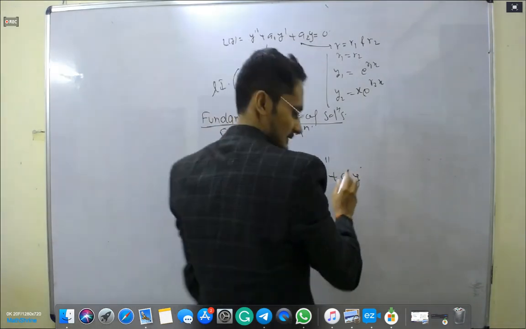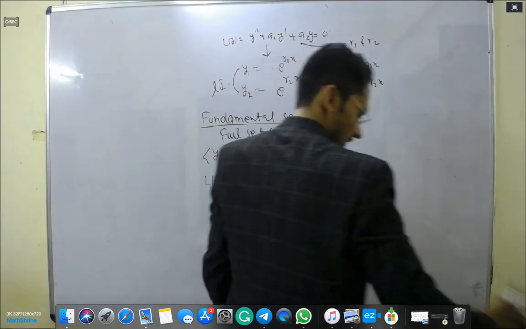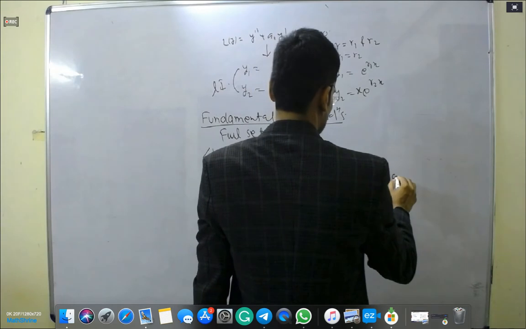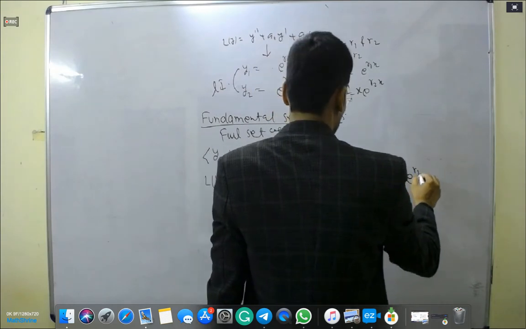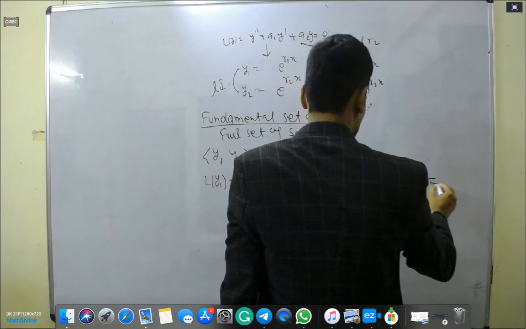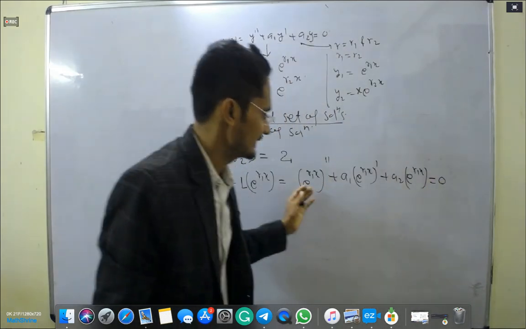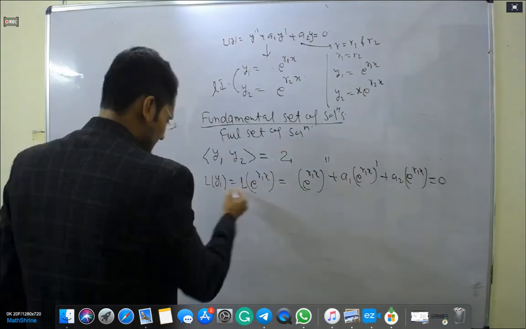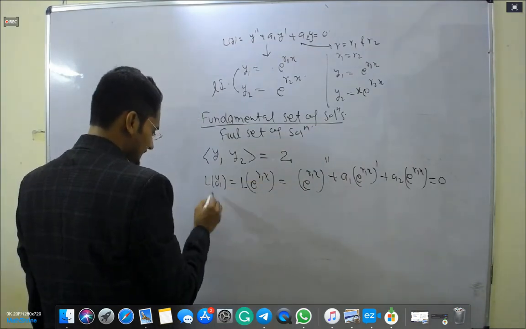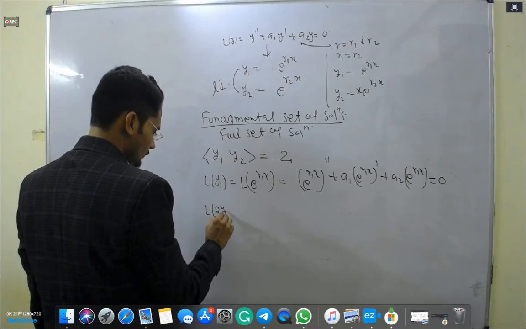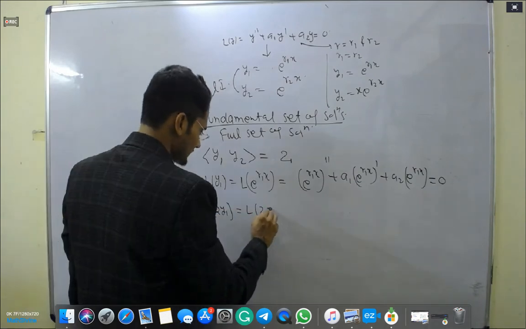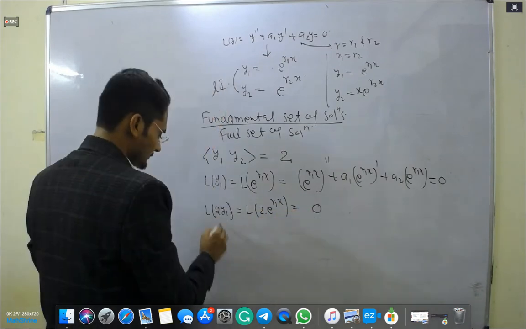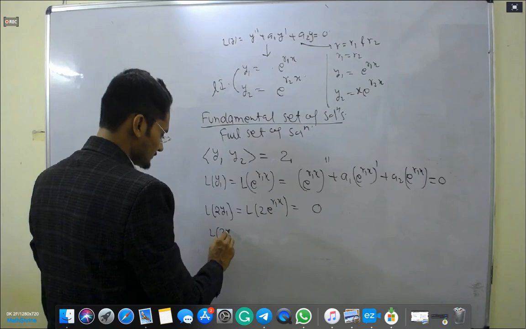Also, you can find L of some number times y1. I am multiplying by 2: L of 2e^(r1x), this is also 0. Instead of 2, I can put 3: L of 3e^(r1x) is equal to 0. Similarly, L of c times y1 is also 0. If an equation has a solution, then every scalar multiple will also be a solution of the differential equation.